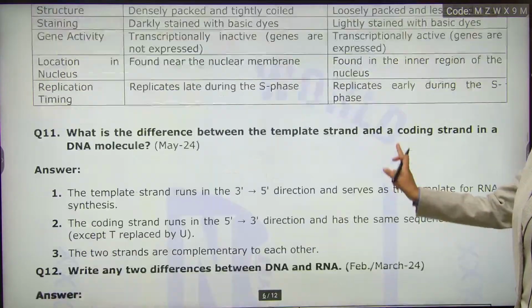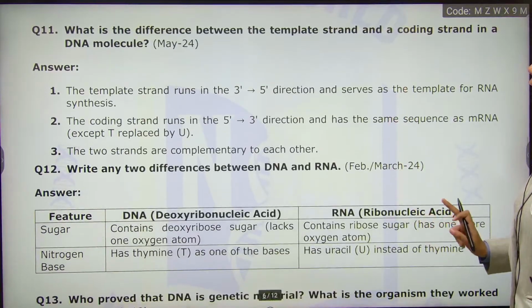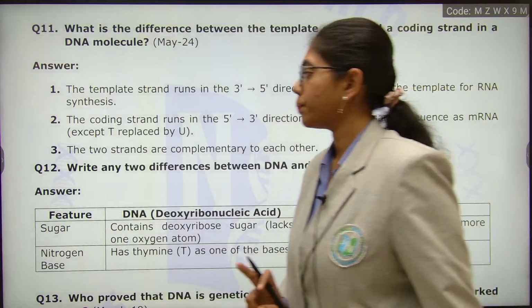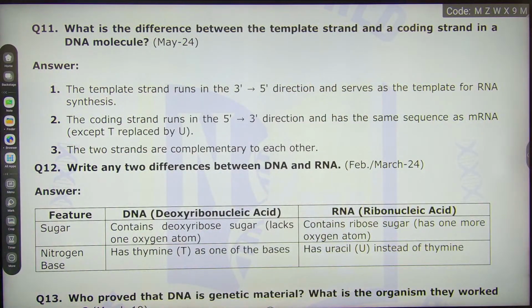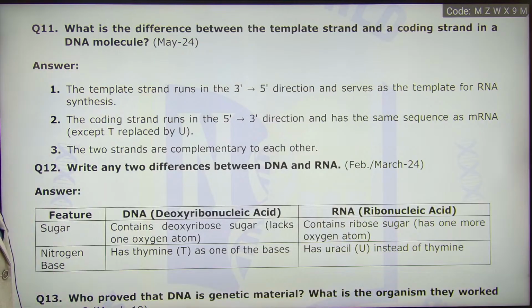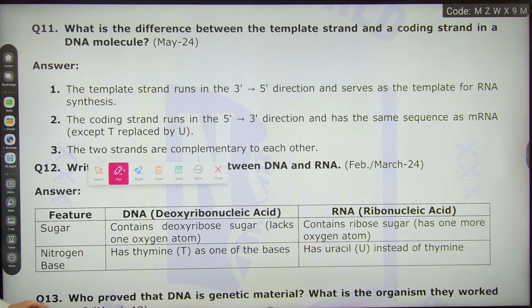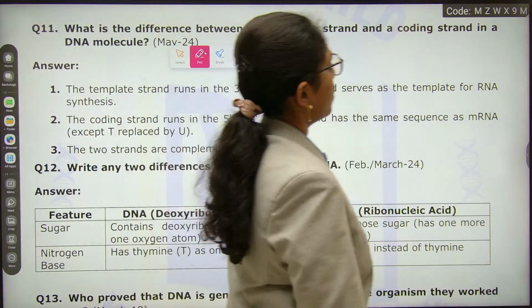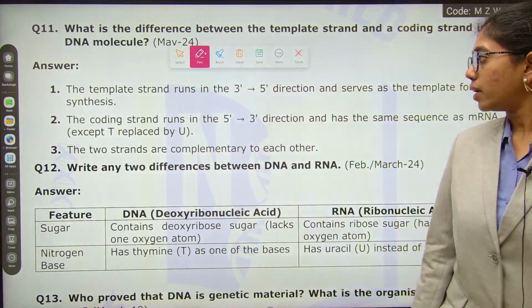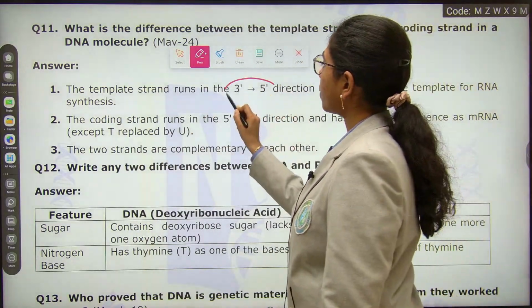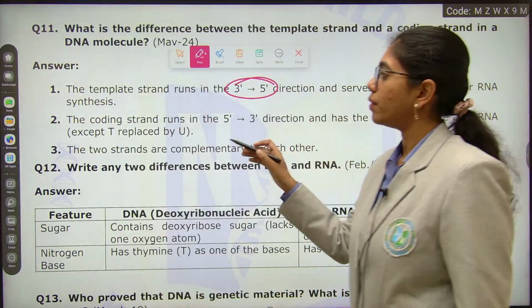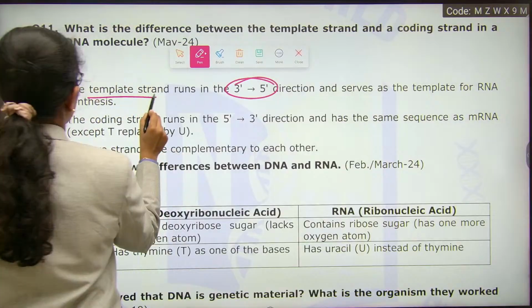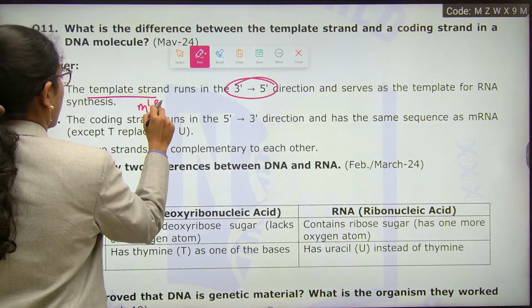What is the difference between the template strand and coding strand of the DNA? Look into the answer. The template strand runs from 3' to 5' direction. This serves as the template strand for mRNA.